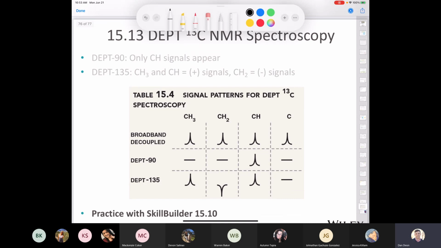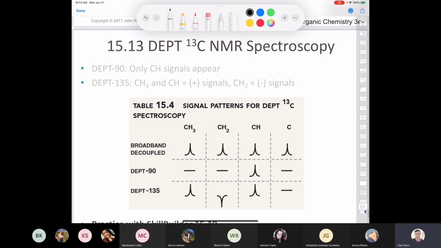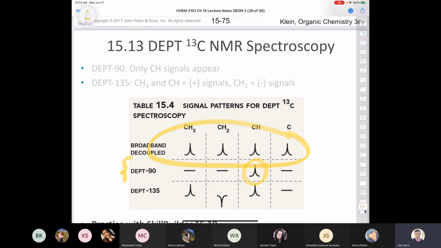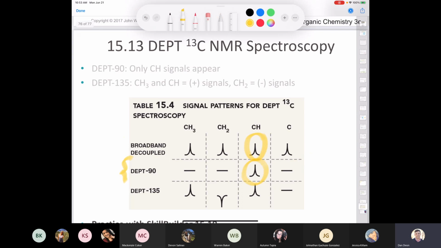Here are all the signal patterns. So again, I told you, if you just run a regular carbon-13 spectrum, it's going to show you all the signals for every unique type of carbon. But if you run a DEPT 90, all you see are the methines. So now you can go back here and you can tell which ones were the methines from the get-go.